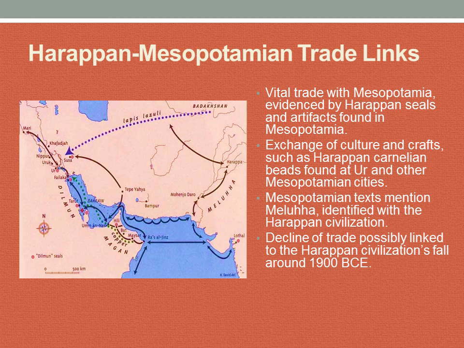The decline of trade has possibly been linked to the Harappan civilization's fall around 1900 BC. So around 1900 BC, because of some reason which we will discuss in our next presentations, the Harappan civilization went into decline, and with the decline of the Harappan civilization there was a decline in trade relations with Mesopotamia. Key Mesopotamian sites are Ur, Nippur, Uruk and Kish.